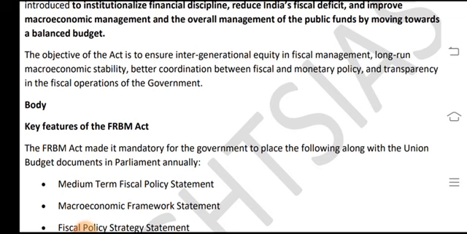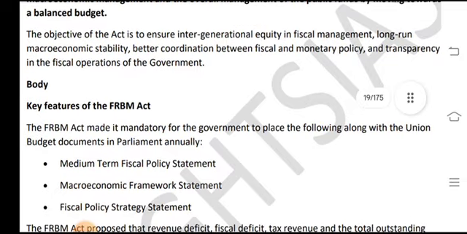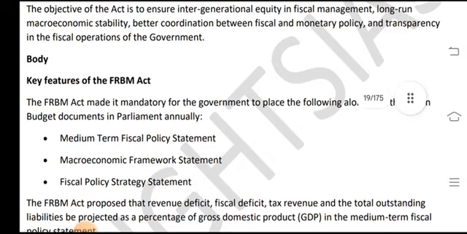intergenerational equality in fiscal management, long-run macroeconomic stability, better coordination between fiscal and monetary policy, and transparency in the fiscal operations of the government.